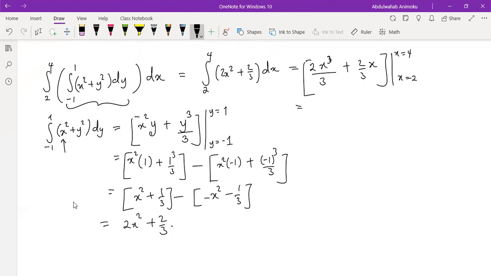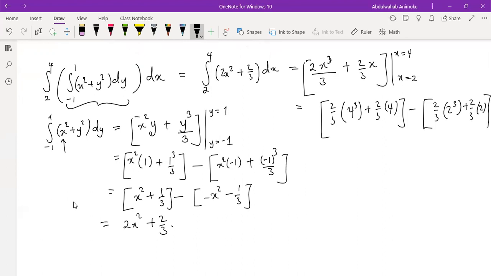At x equal to 4, that would give us 2 over 3 times 4 raised to power 3, plus 2 over 3 times 4, minus 2 over 3 times 2 raised to power 3, plus 2 over 3 times 2. So let's evaluate this. This is 64 times 2, that is 128 over 3, plus 8 over 3. And this is 16 over 3, since 2 raised to power 3 is 8, and 8 times 2 is 16. So 16 over 3 plus 4 over 3.